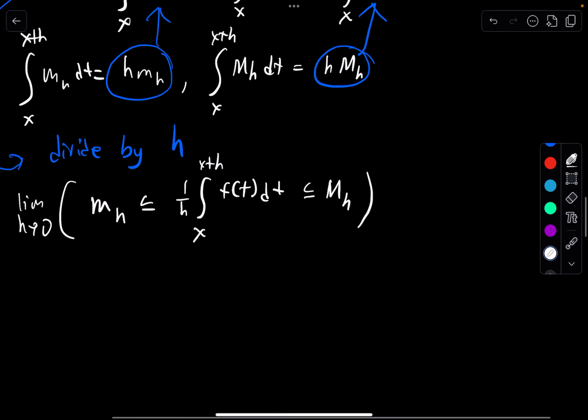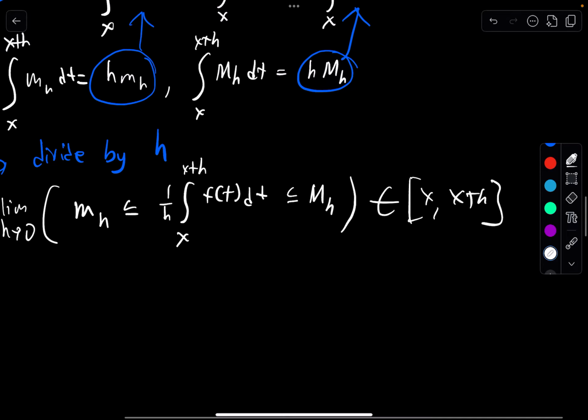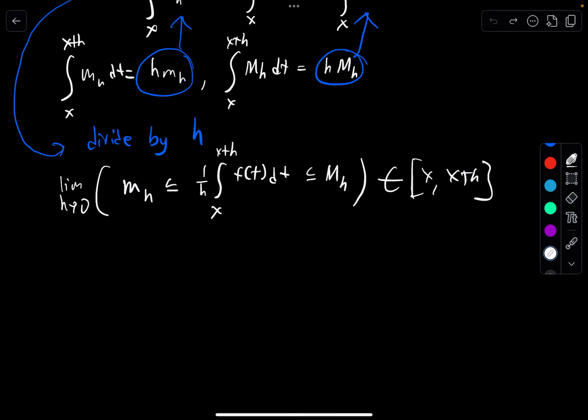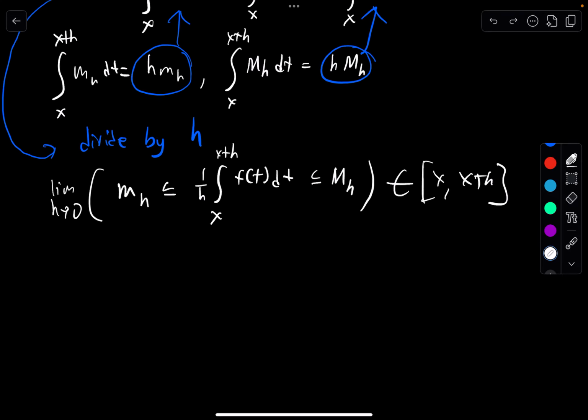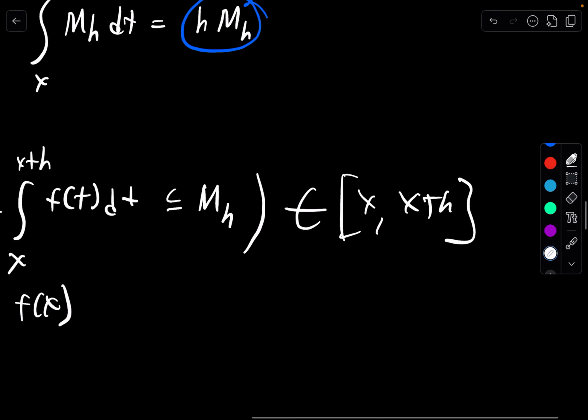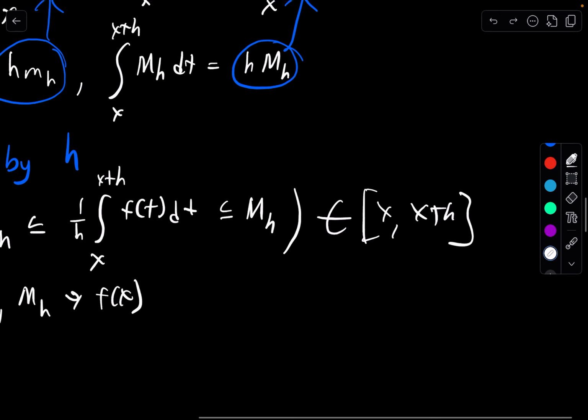So, on the interval x comma x plus h. But wait, guys, look at this. All of them on this interval are approaching f of x. Do we see that? Both the minimum and the maximum values approach f of x. Okay, do we see that? As h goes to 0, because this distance is shrinking.